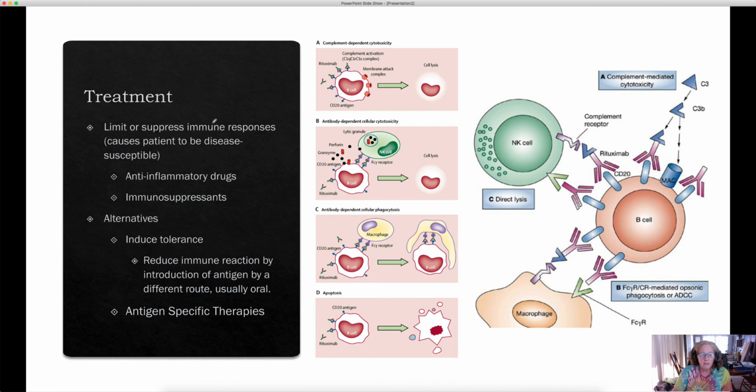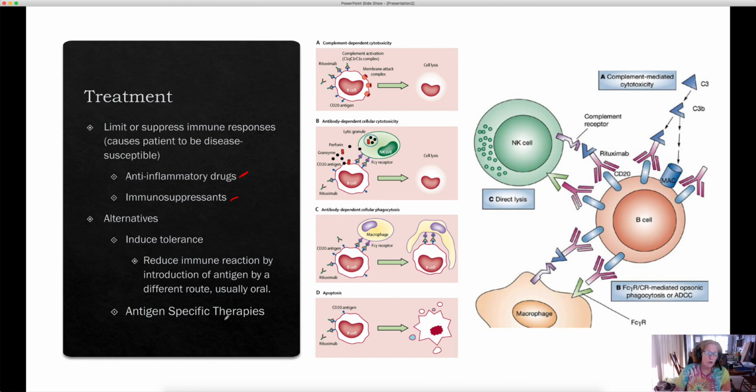Examples of suppressing the immune system are immunosuppressants that target actual B cells or natural killer cells. They may target cytotoxic T cells. They can be cell specific. Most of the time we're looking at some type of anti-inflammatory medication as well.